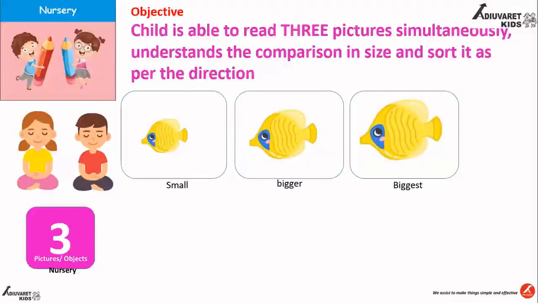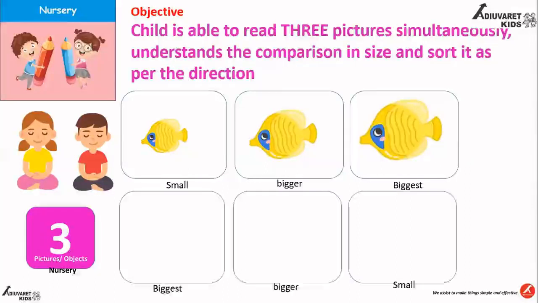It may happen that the child may fumble and may not be able to put the right fish in the right order, and that's where we as parents and teachers will make amendments and work with our child to pick up the right fish and put it in the right box. And if this exercise is done again and again, the child will develop this logical thinking process, sorting process, as well as the comparison among 3 pictures very easily.